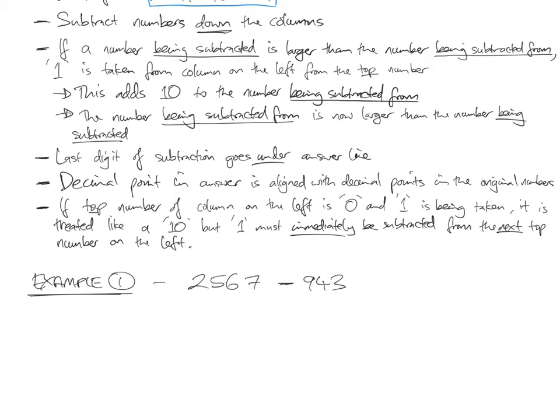So what happens is, if you're trying to subtract something in a particular column, and the number you're taking away is larger than the number you're trying to subtract from, you take 1 from the top number in the column on the left, and what that does is add 10 to the number that you are subtracting from in the column that you're looking at right now. And so suddenly that number is big enough for you to do the subtraction, when before the number being subtracted was larger.